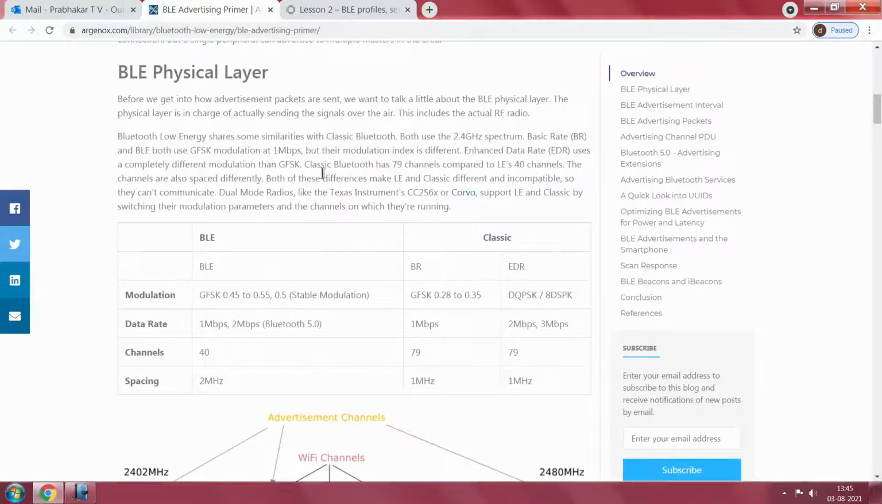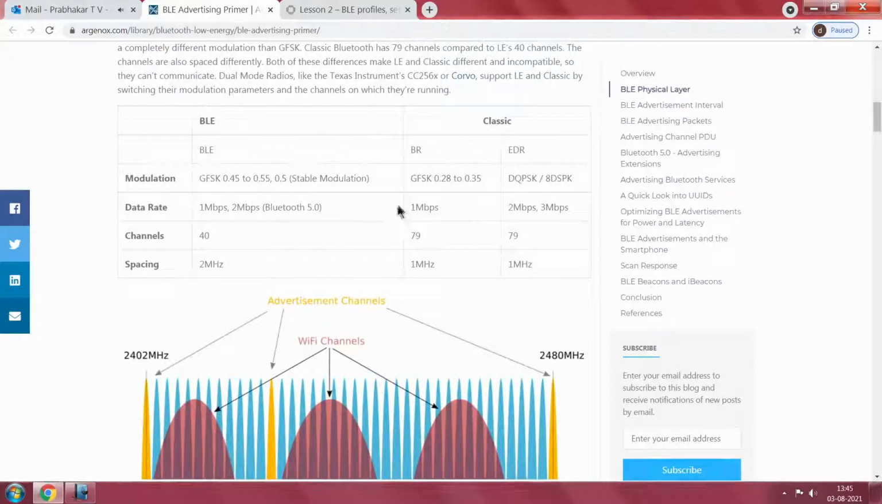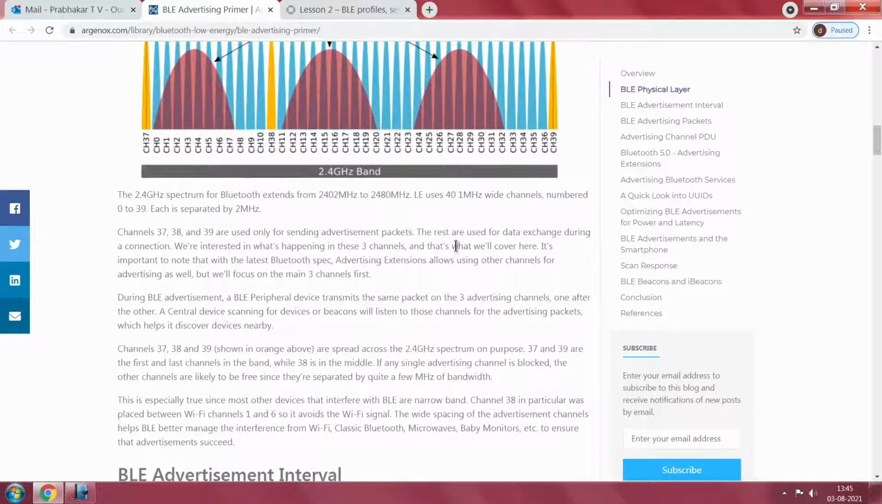So this is about the BLE 5 layer. I will not go into the detail. You can read this carefully, you will know what the number of channels in BLE is as compared to the classic and all that. This is all well laid out. So I think if you read it once you will understand it well.